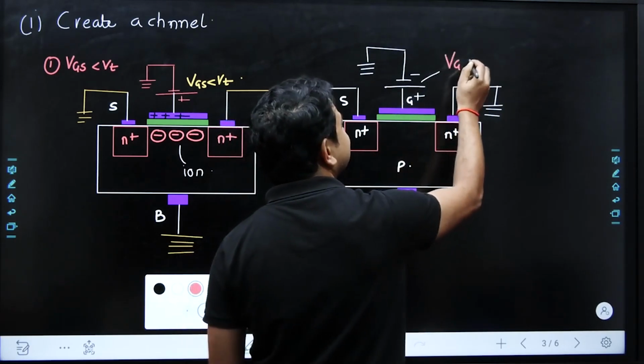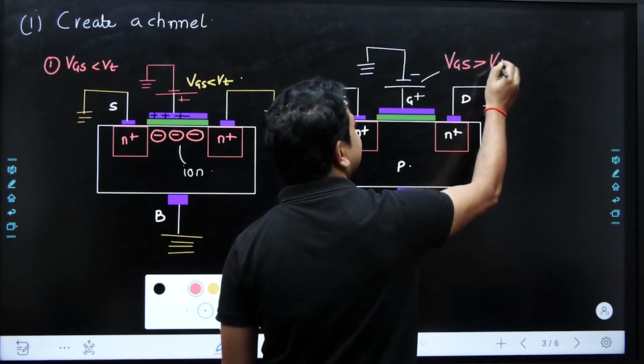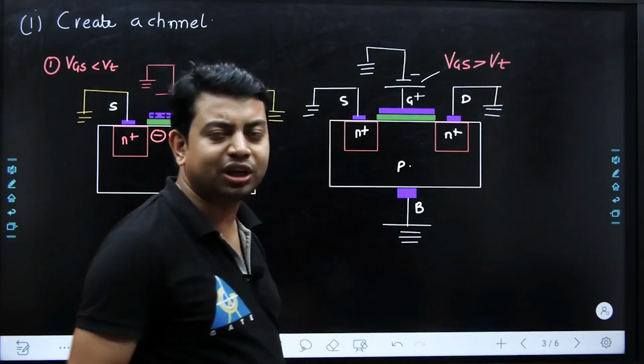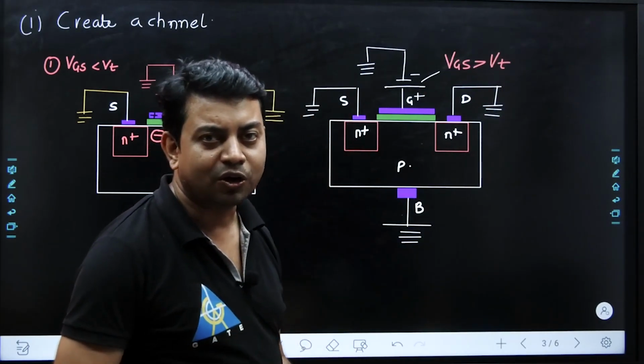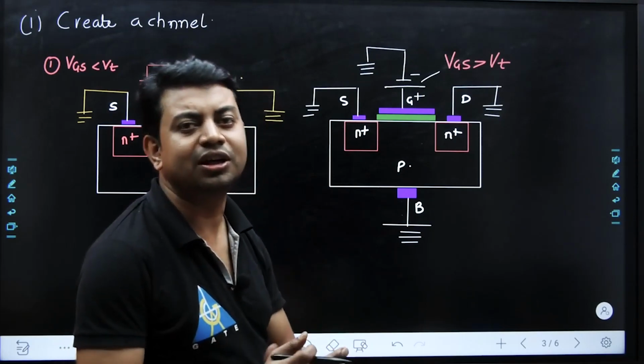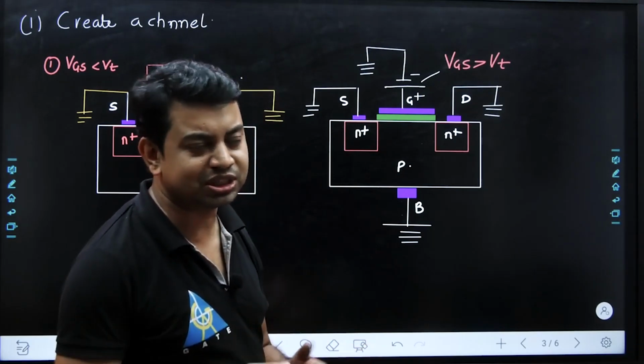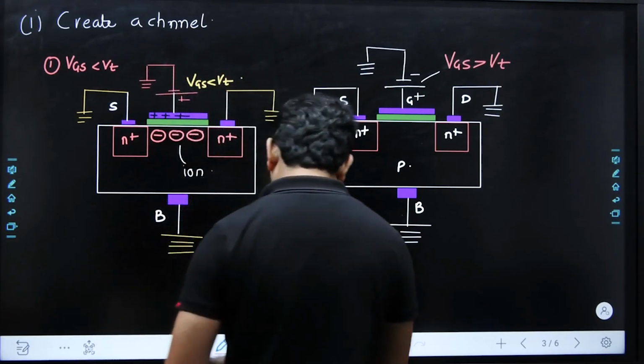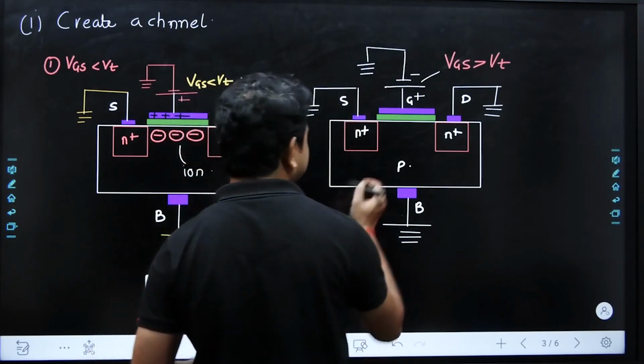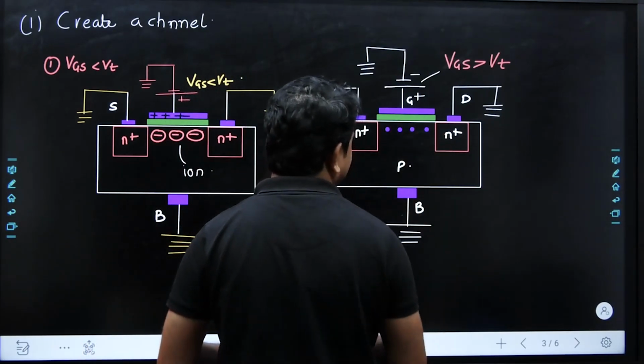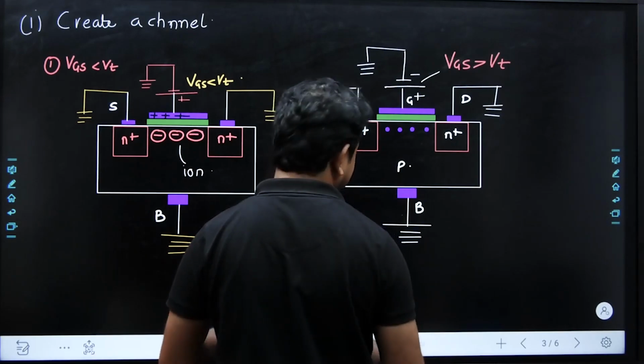And if you apply a gate potential which is greater than the threshold voltage, then definitely a layer of electrons is created on the surface of the semiconductor, and this layer of electrons is known as the inversion layer. So we have a layer of electrons on the surface of the semiconductor like this.